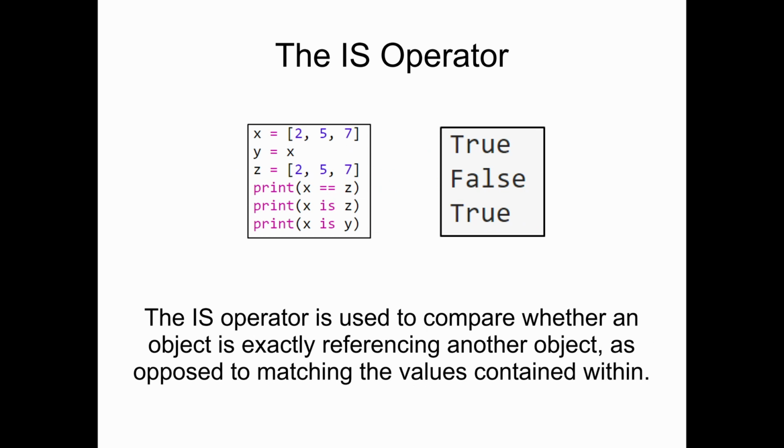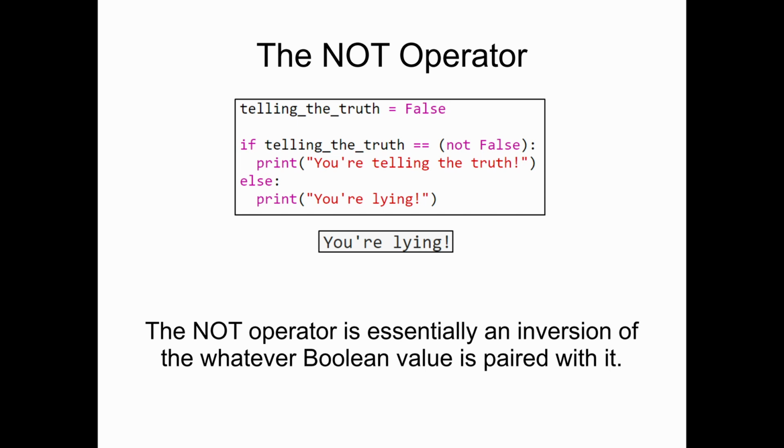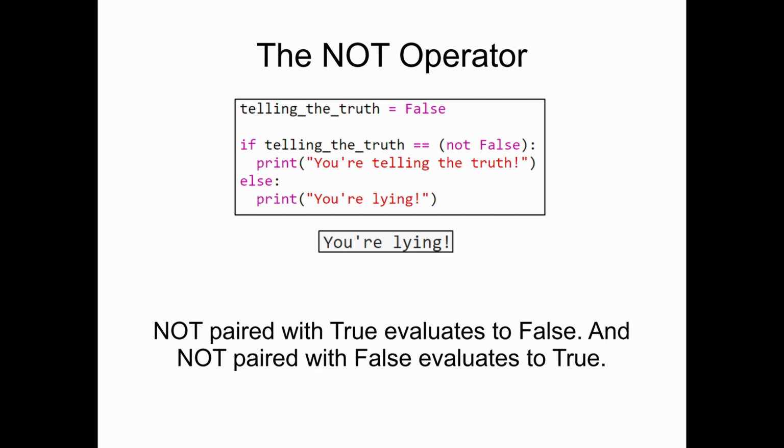The is operator is used to compare whether an object is exactly referencing another object, as opposed to matching the values contained within. The not operator is essentially an inversion of whatever Boolean value is paired with it. Not paired with true evaluates to false, and not paired with false evaluates to true.